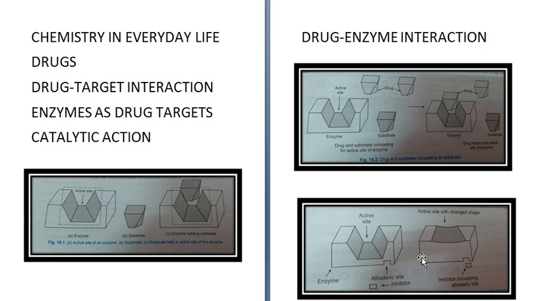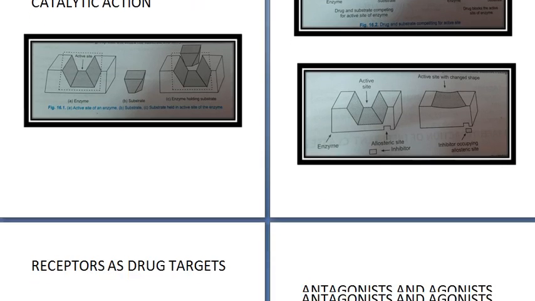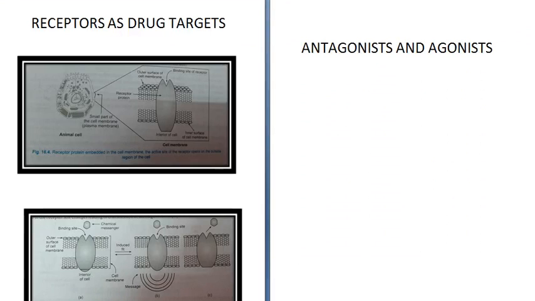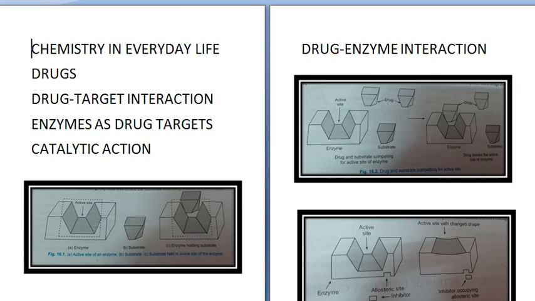Now when the drug enzyme interaction involves the formation of strong covalent bonds, the binding is irreversible and the enzyme is permanently blocked. This enzyme inhibitor complex then gets degraded and a new enzyme is synthesized. So this is how the drug enzyme interaction takes place. Drugs inhibit the enzymes from performing their activity. Next is receptors as drug targets.